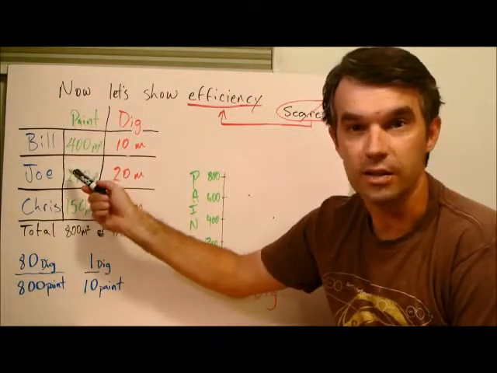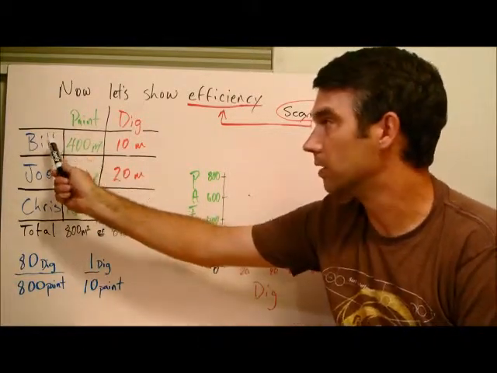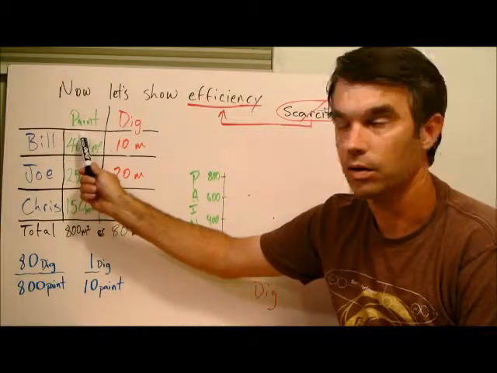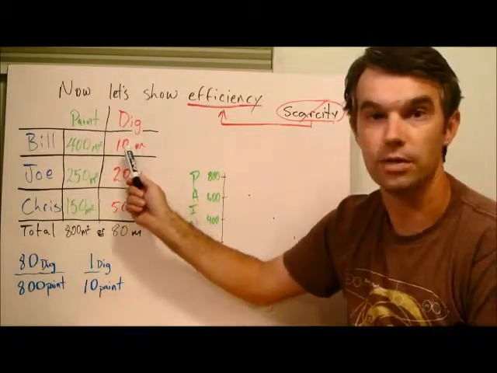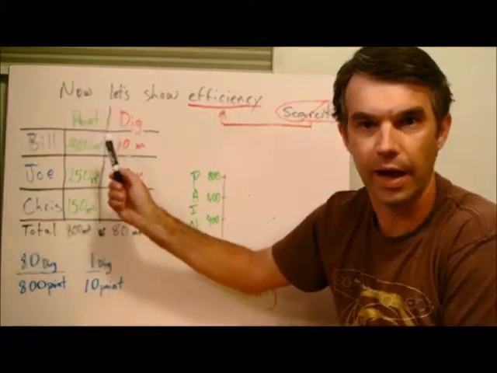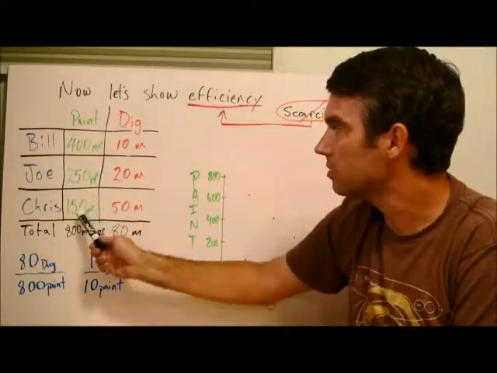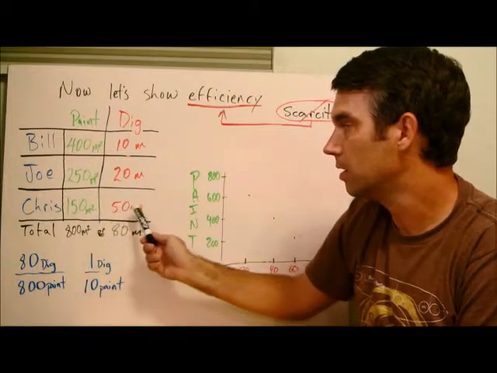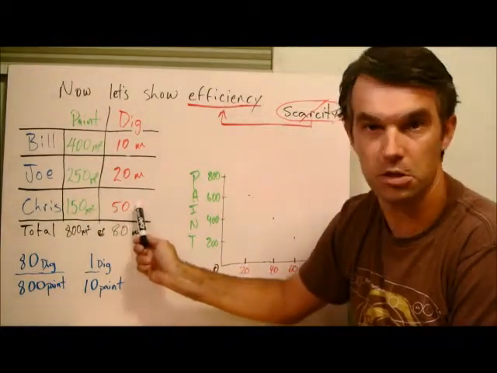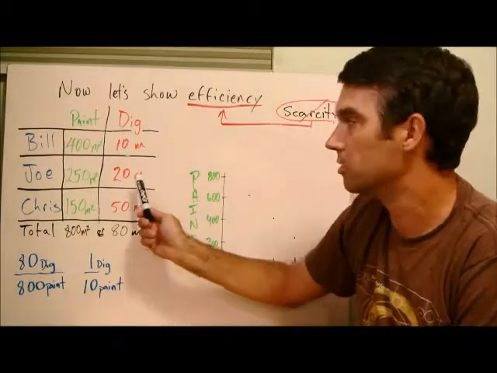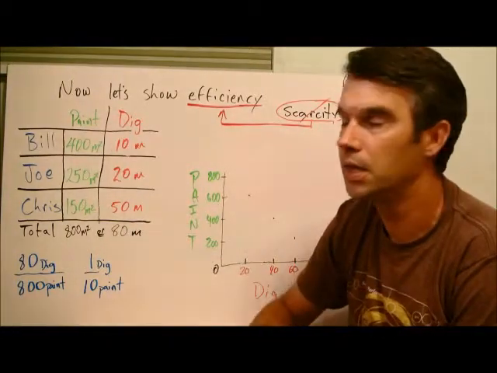Okay, we can see pretty easily that Bill is the best at painting, right? But at the same time, he's the worst at digging. Who knows why, it doesn't matter. But Chris, he's the worst at painting and is the best at digging. He can dig 50 meters of ditch an hour, where the other two can only dig 20 or 10.